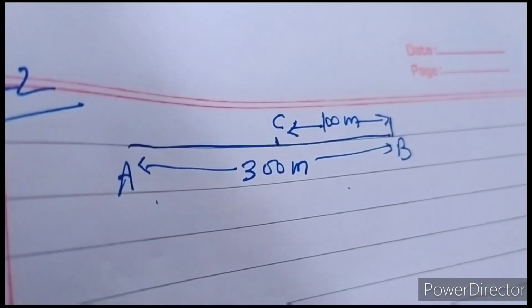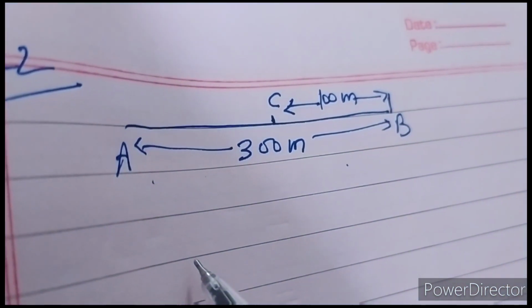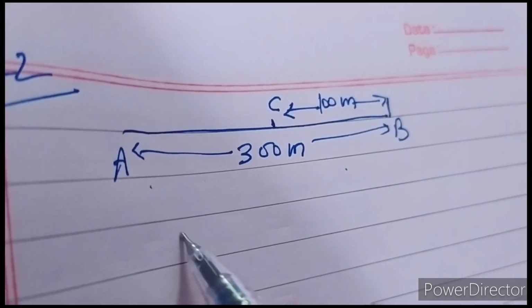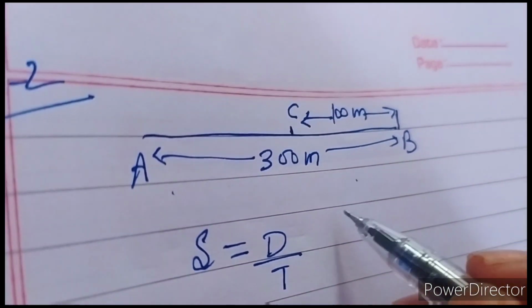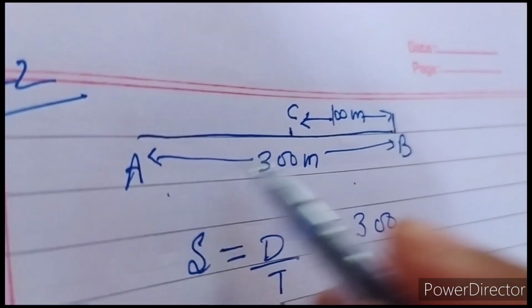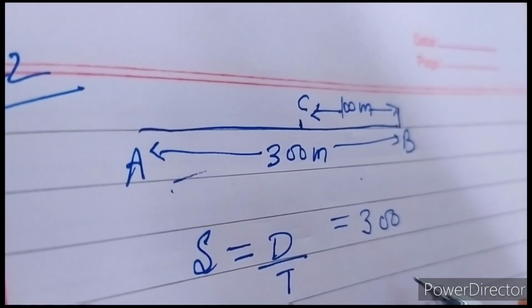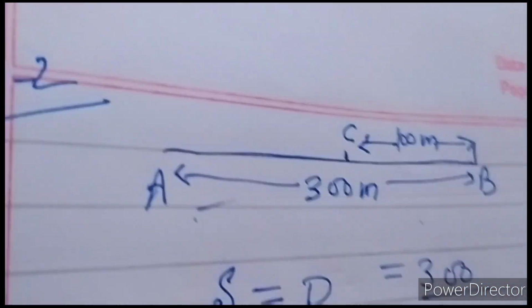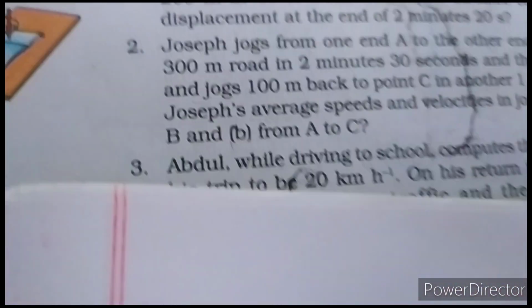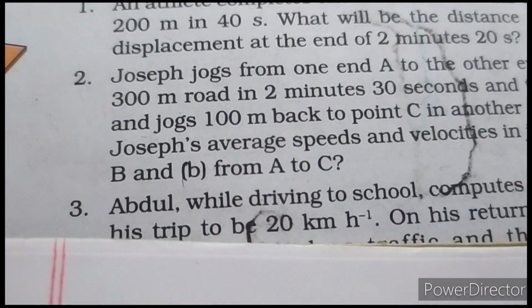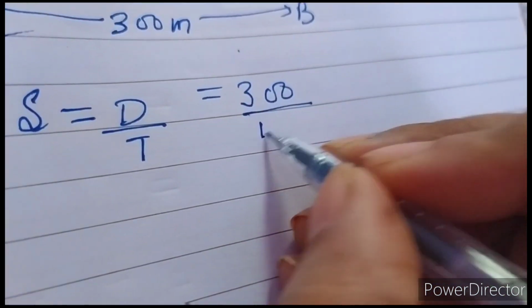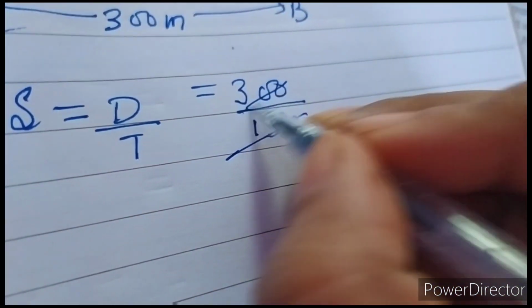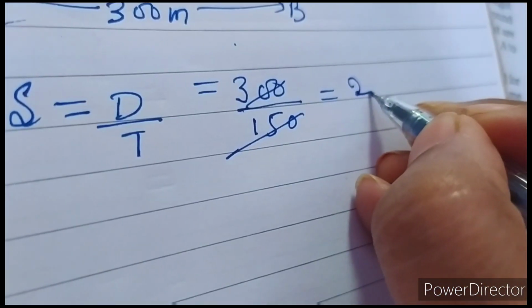Okay. Now first let us calculate from A to B the speed and velocity. So from A to B, speed is equal to distance upon time. Total distance is 300 as you can see from the diagram, and the total time given is 2 minutes 30 seconds, that is 2 into 60, 120 plus 30, that is 150 seconds. I will convert the entire time into seconds. So this will give you 2 as the answer.